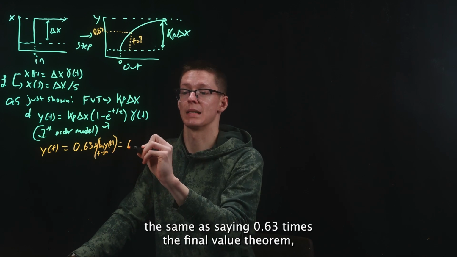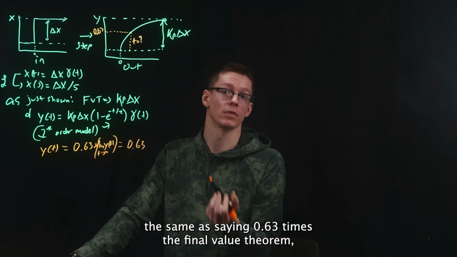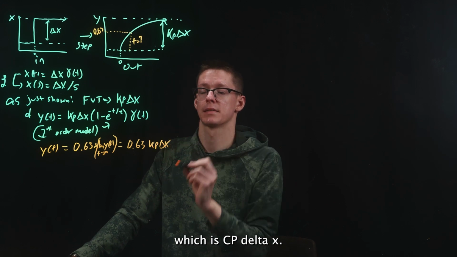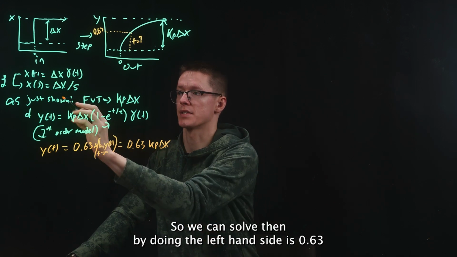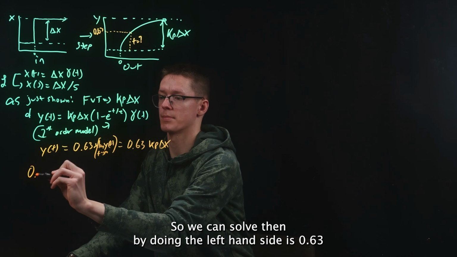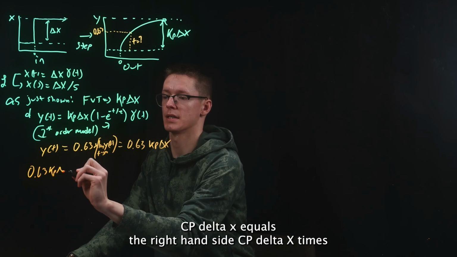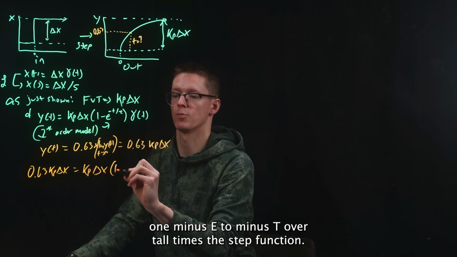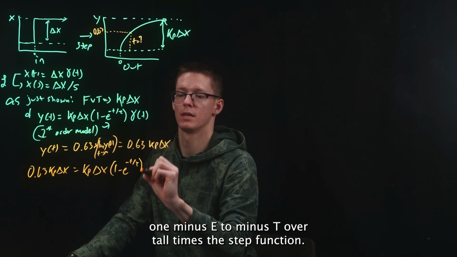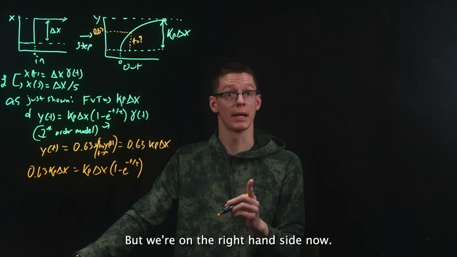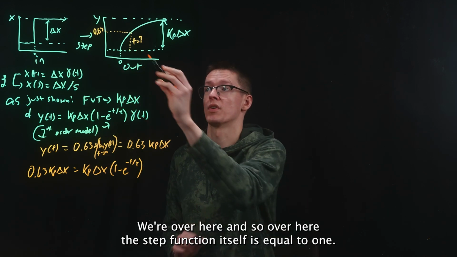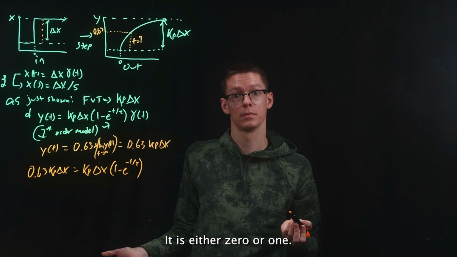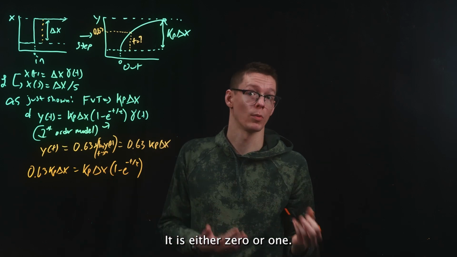Thus, that would be the same as saying 0.63 times the final value theorem, which is Kp delta x. So we can solve by setting the left-hand side, 0.63 Kp delta x, equal to the right-hand side, Kp delta x times 1 minus e to the minus t over tau times the step function. But we're on the right-hand side now, and over here, the step function itself is equal to 1. It is either 0 or 1.